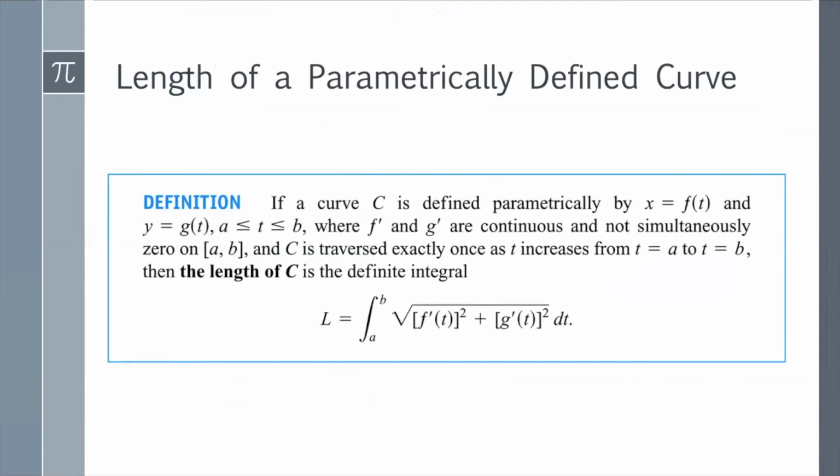If a curve C is defined parametrically by x equals f of t and y equals g of t for t in the closed interval from a to b, where f prime and g prime are continuous and not simultaneously 0 on the closed interval from a to b, and the curve C is traversed exactly once as t increases from t equals a to t equals b, then the length of C is given by the definite integral from a to b of the square root of f prime t squared plus g prime t squared with respect to t.